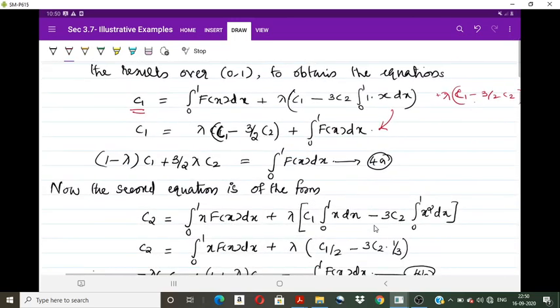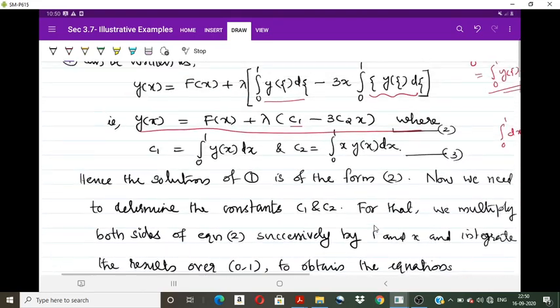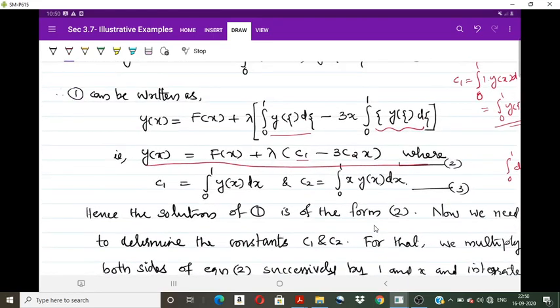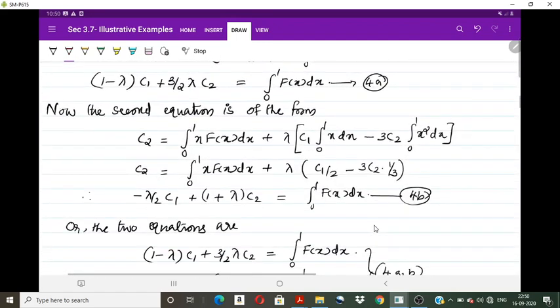Now the second equation is of the form. For finding the second equation, we have to multiply equation number 2 with x, that is g2 of x, which is x, and then integrate from 0 to 1. So the left side will be c2. It is equal to the integral from 0 to 1 of x into f of x dx plus lambda into c1 into the integral from 0 to 1 of x dx minus 3c2 into the integral from 0 to 1 of x into x, that is x square dx.